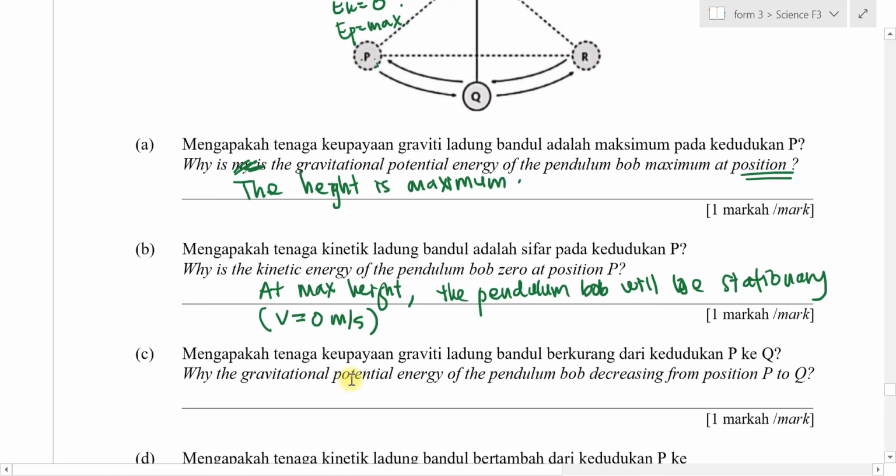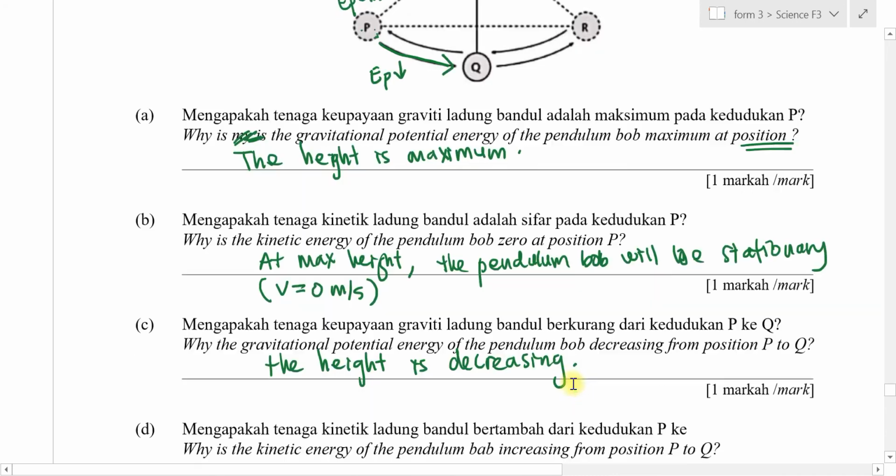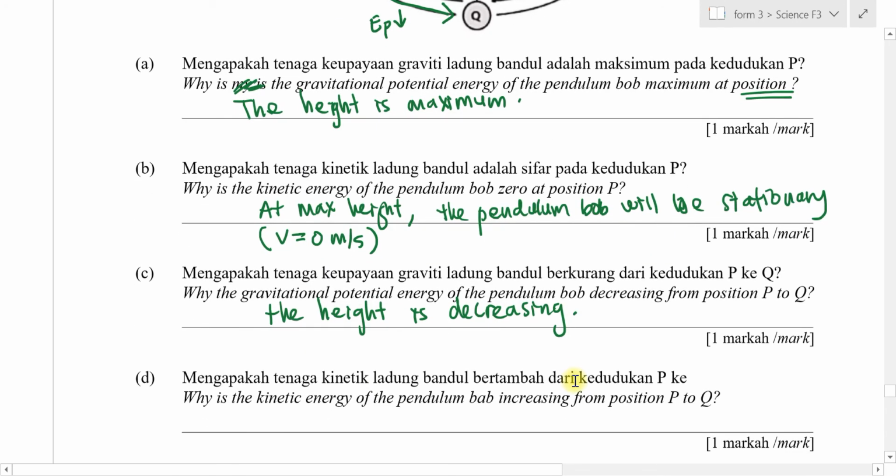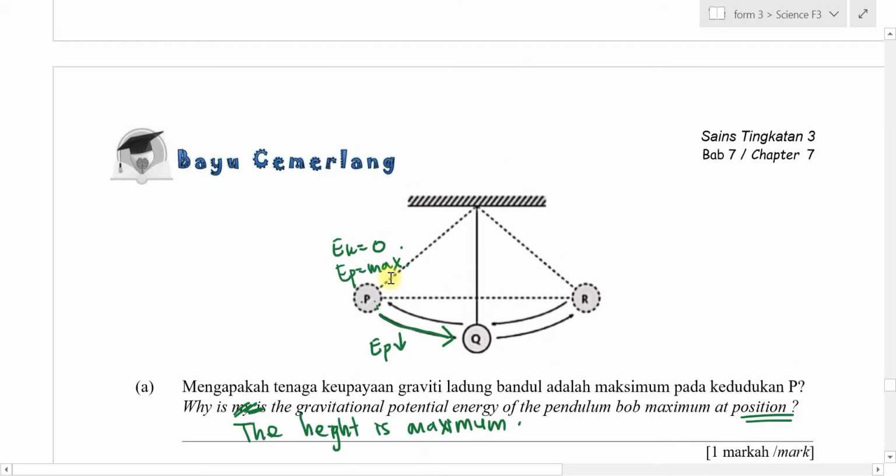Next question. When you are going from P to Q, why is the gravitational potential energy decreasing? Gravitational potential energy decreasing. Definitely lah, because the height is decreasing. Simple as that. The height is decreasing. That's why the gravitational potential energy also decreasing. Okay? Very easy to analyze this question all. Don't give up with this one all.